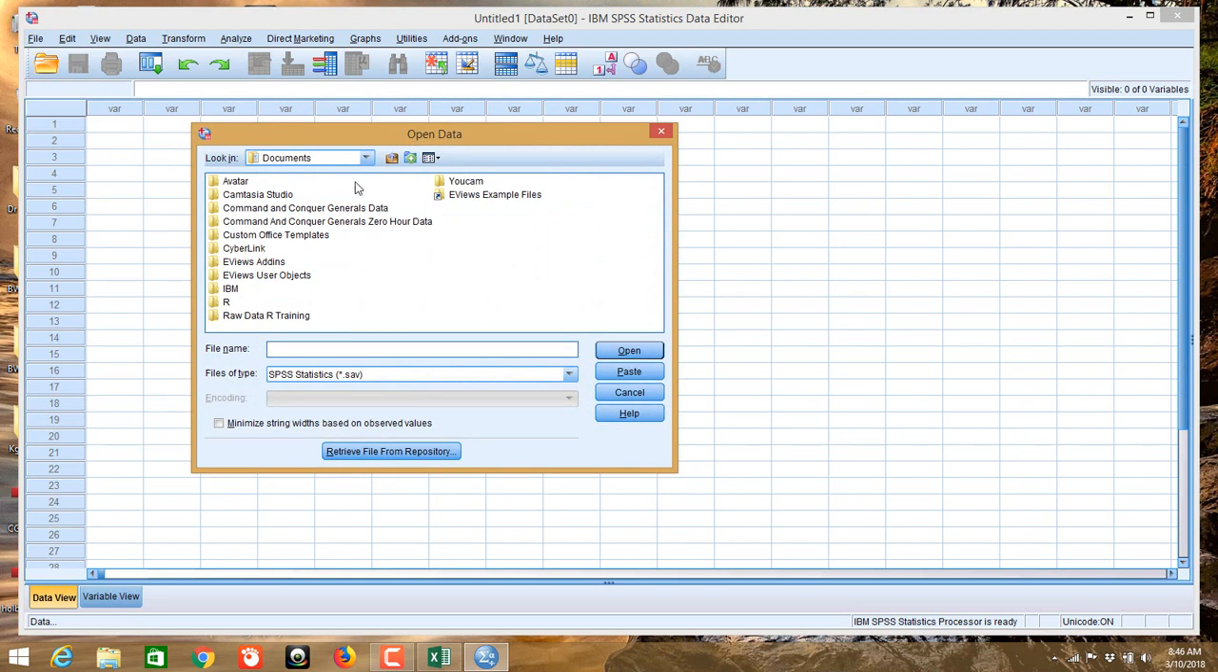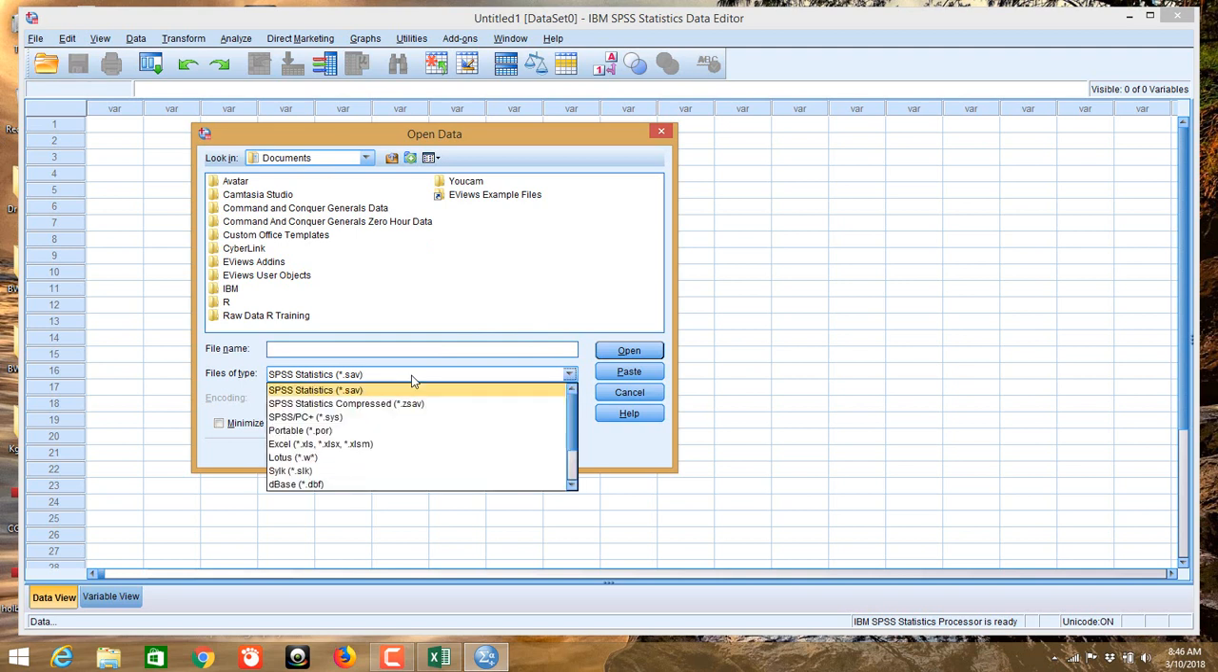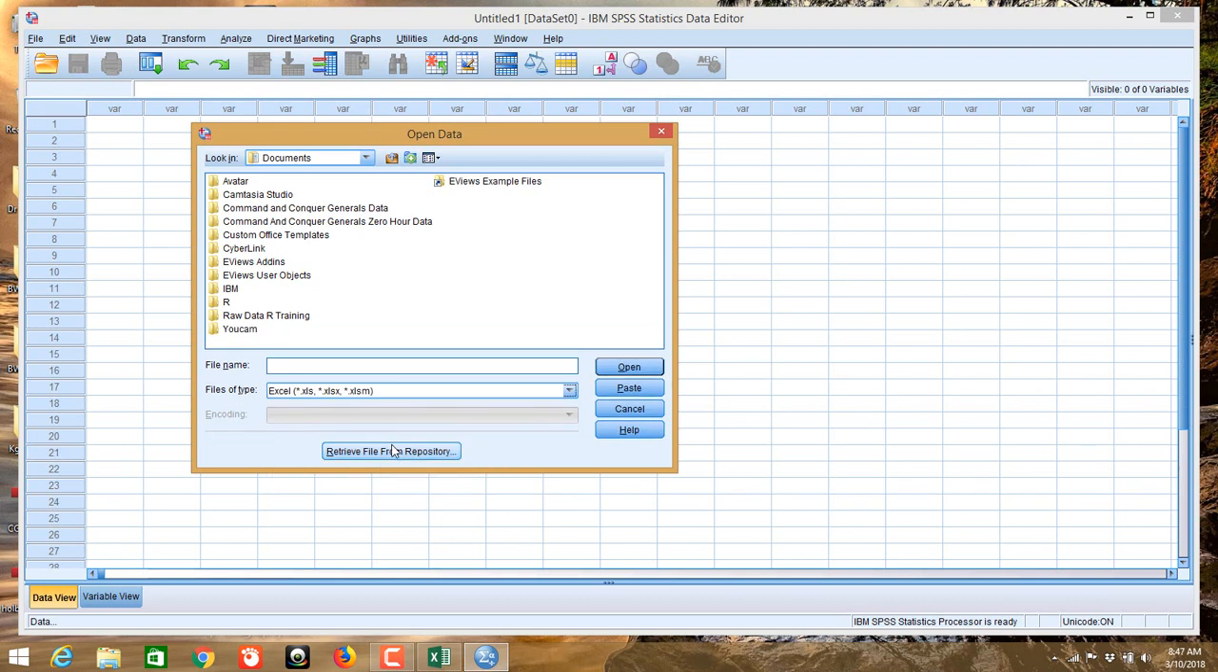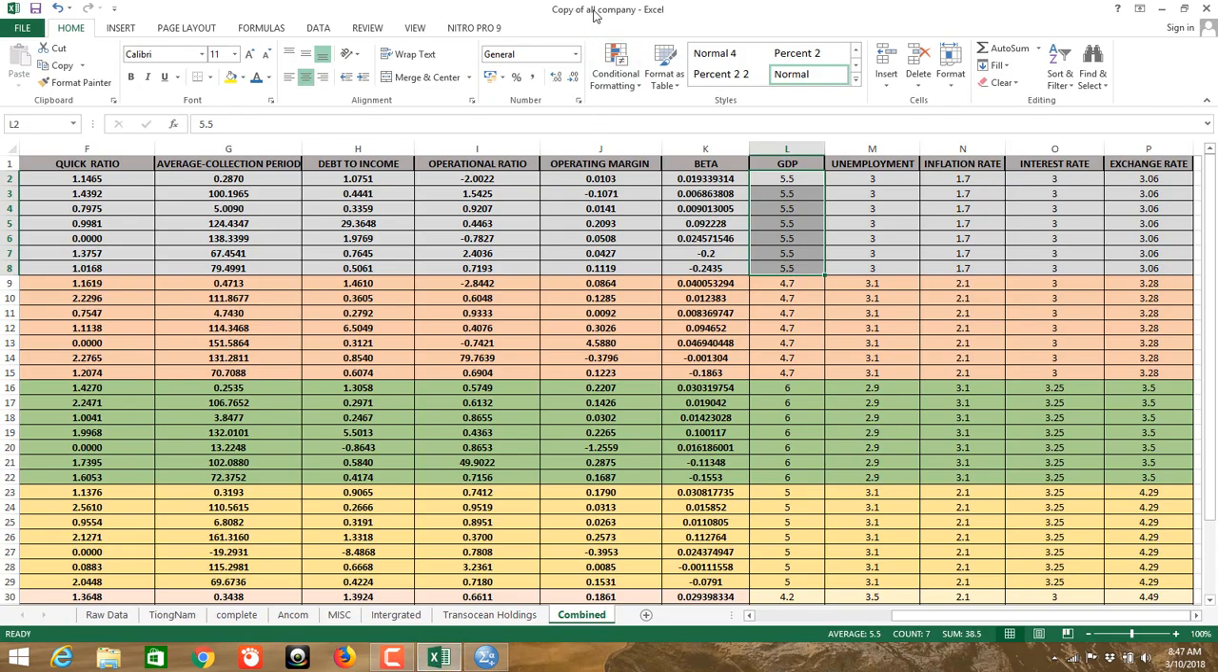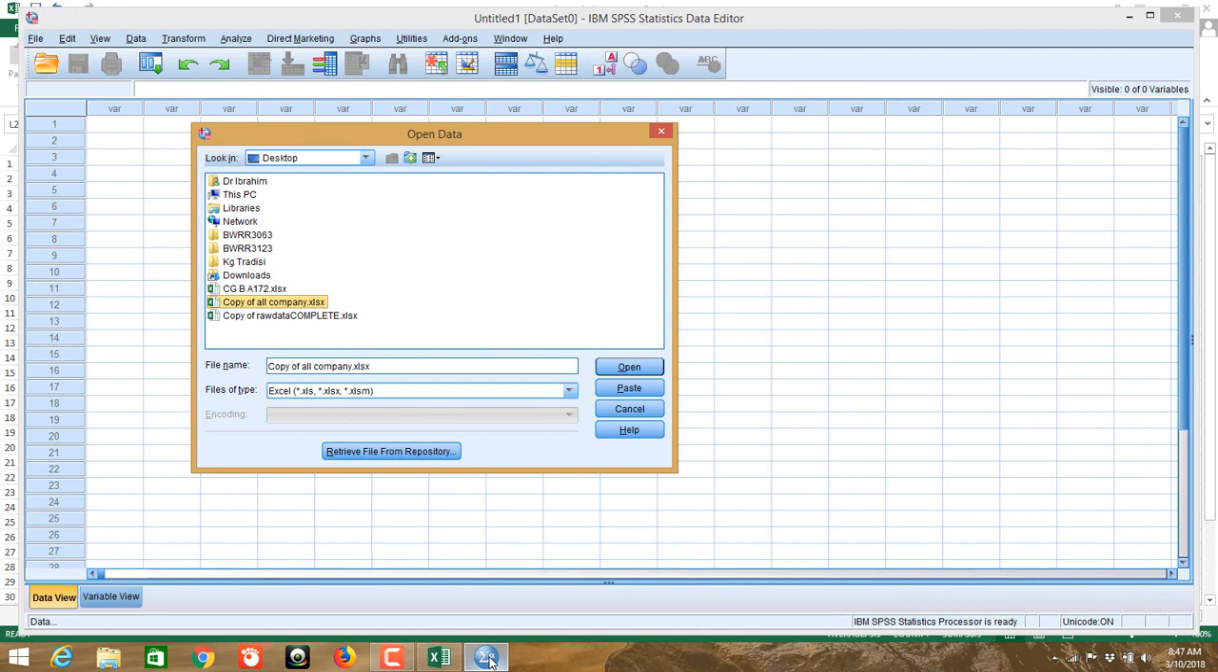Now this window will appear. You have to indicate your file type. Your file type here is Excel. Then you need to locate where your file is. Here is the file that I was working on just now. To double check, okay, this is my file name. And then Open.